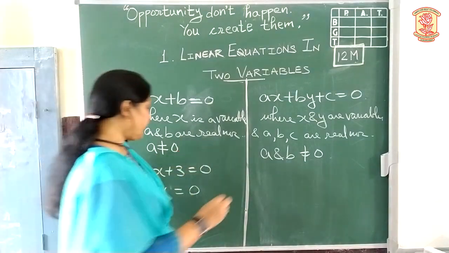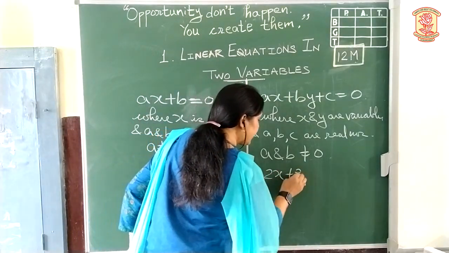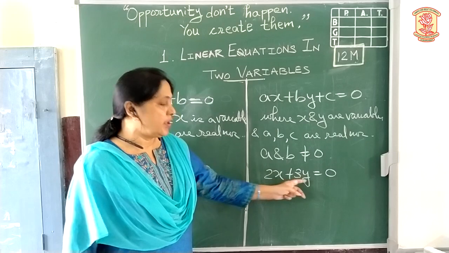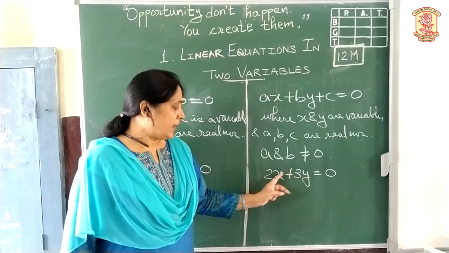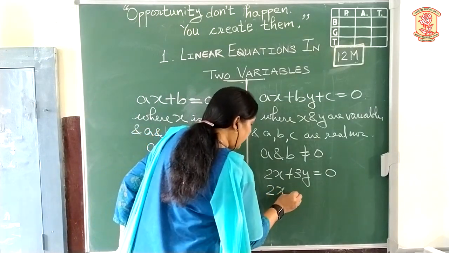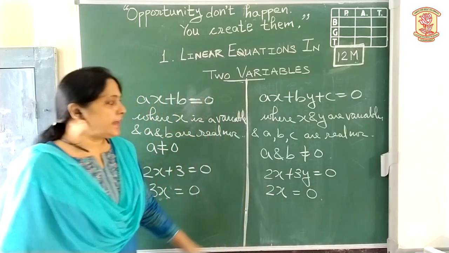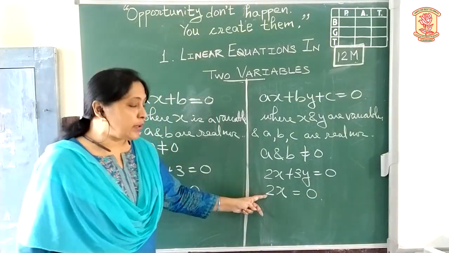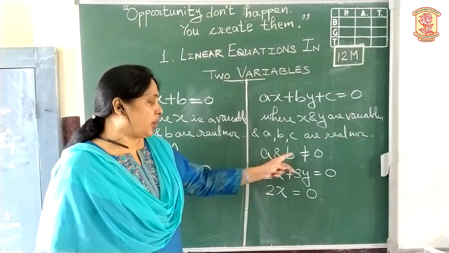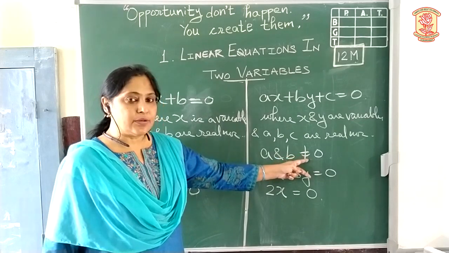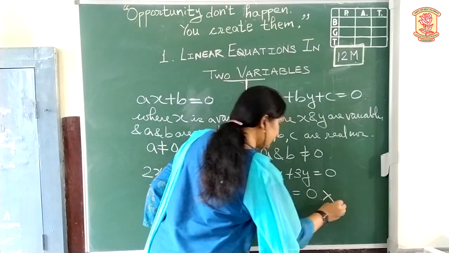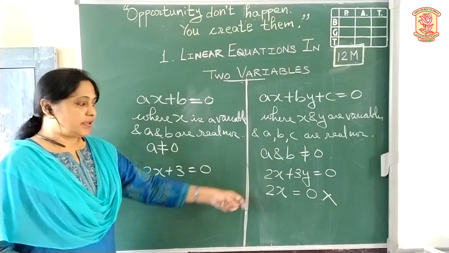Now here, 2x plus 3y equals to 0. This is an example of linear equation in two variables. The variables used are x and y and the degree is also 1. Suppose if we write this as 2x equals to 0. Is it a linear equation in two variables? No, it is a linear equation in one variable. So here this condition is very important, that is a not equal to 0 and b not equal to 0 for the linear equation in two variables. So this is not a linear equation in two variables.